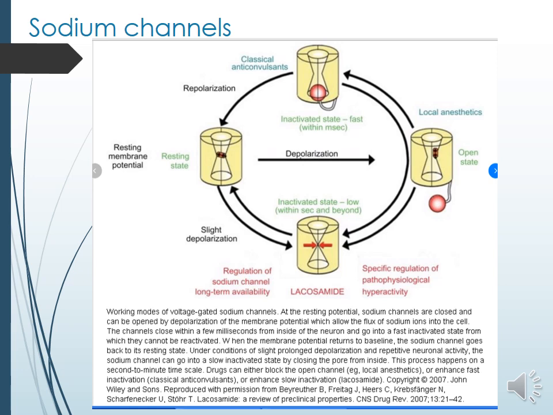So if the channel remains in the open state, it is prone to repetitive firing, which is a characteristic of a seizure. And if you want to terminate a seizure or prevent the generation of a seizure, the channel has to be inactivated quickly. So that is what zonisamide does. It enhances the inactivation of the sodium channel, also called fast inactivation, because it takes only 1 to 2 milliseconds. At the 6 o'clock position, you can see lacosamide, which is a slow inactivation, taking up to several seconds. So lacosamide enhances the slow inactivation. Zonisamide, phenytoin, and carbamazepine enhance the fast inactivation of sodium channels. So this is how zonisamide works on sodium channels.